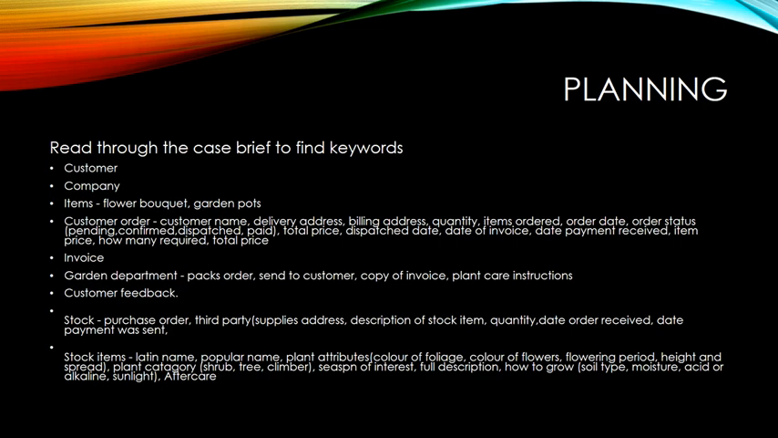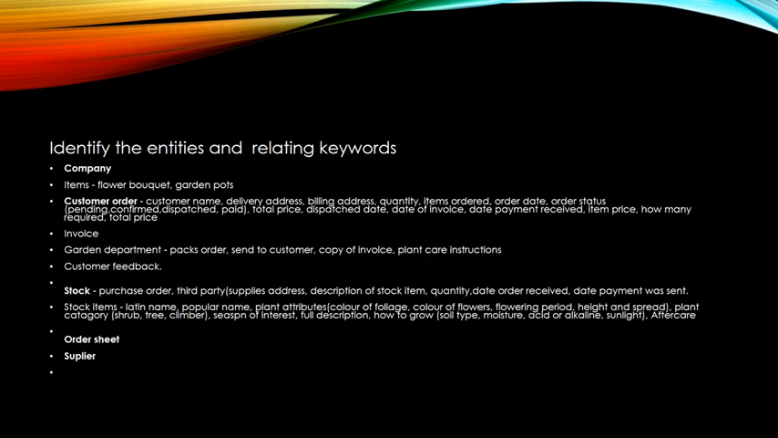So the first thing we did was read through the entire brief, identify key points and make a list out of it. You can see on this side all the main points, and off it are the subparts to them, words that we found in the brief. Using this, we were able to identify the entities for this project: the company, the customer order, the customer itself, the stock, the order sheet, and the supplier.